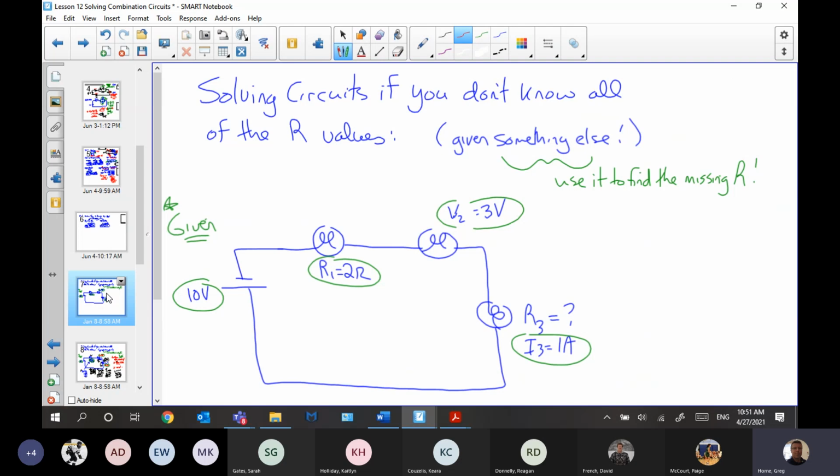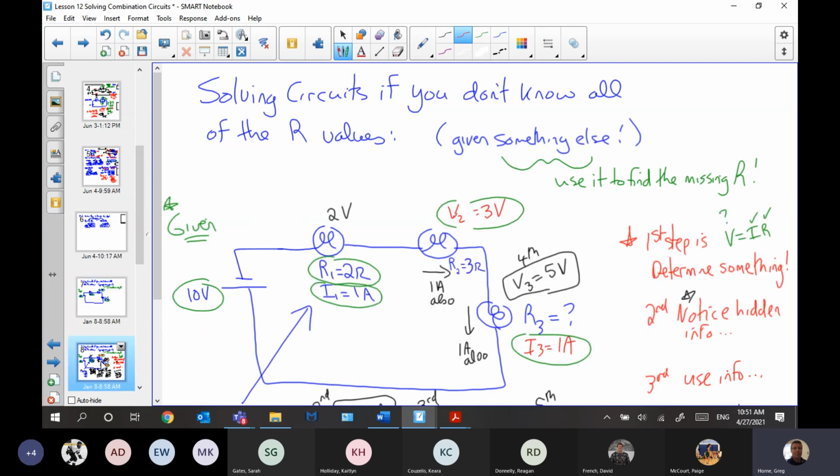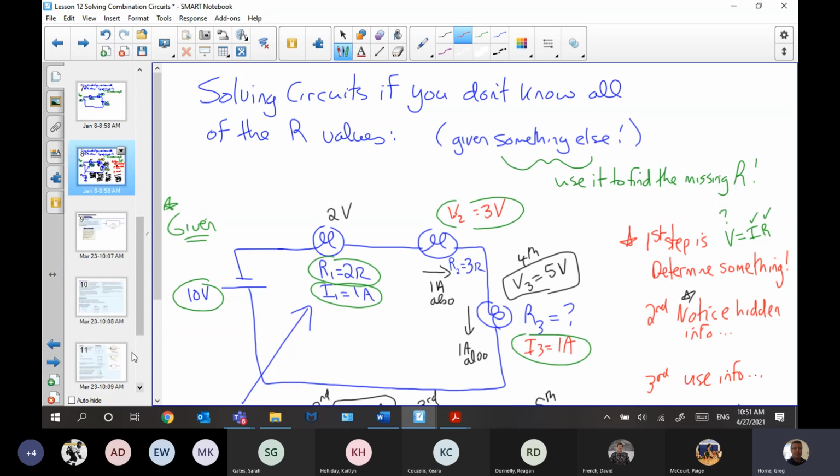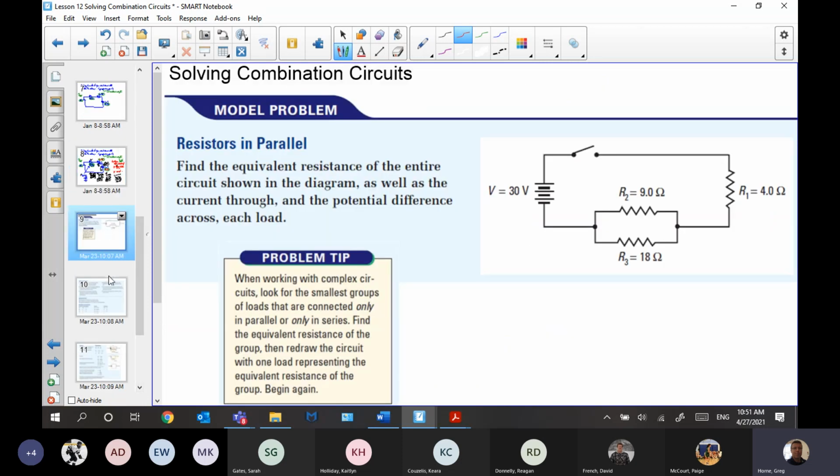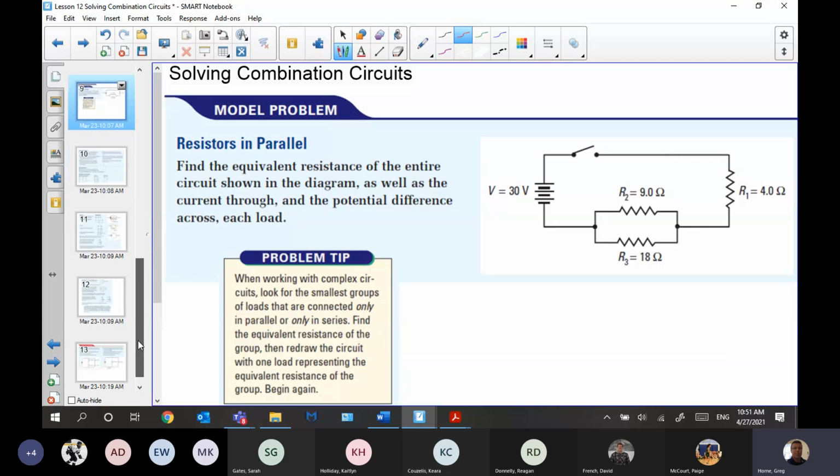All right. What do I have here? Solving circuits. You don't know all the R values. Well, of course, we've already done that before, where you're looking for missing pieces and so on. So this is kind of out of context here, actually. I'm going to skip this part because we've already done that like crazy. So I think I'm done the combination circuit part as a lesson.